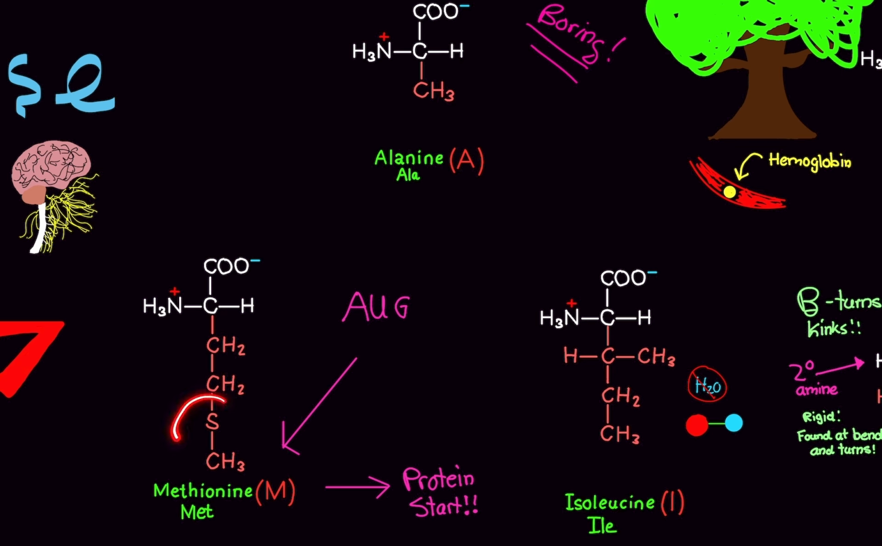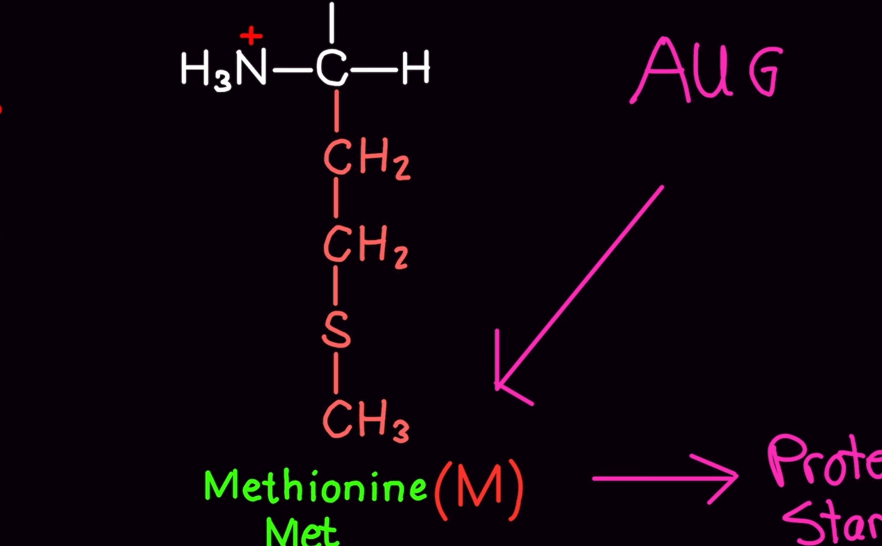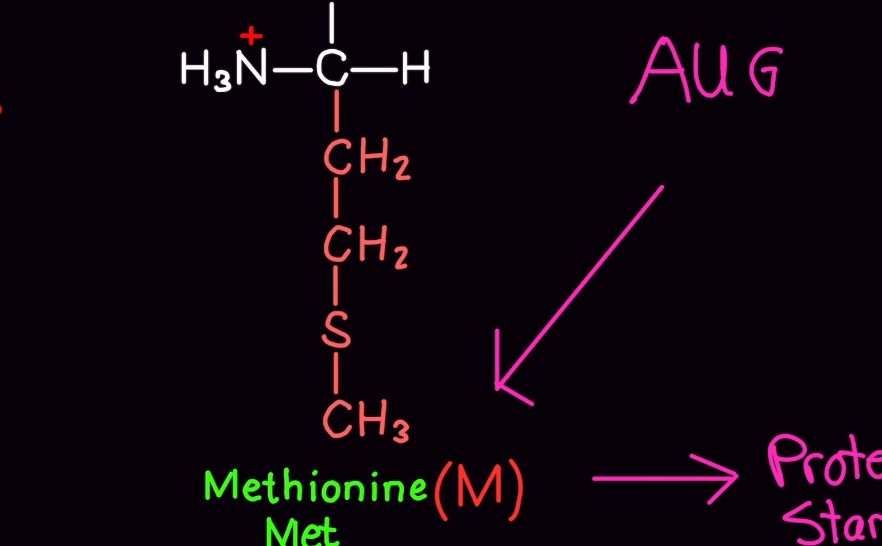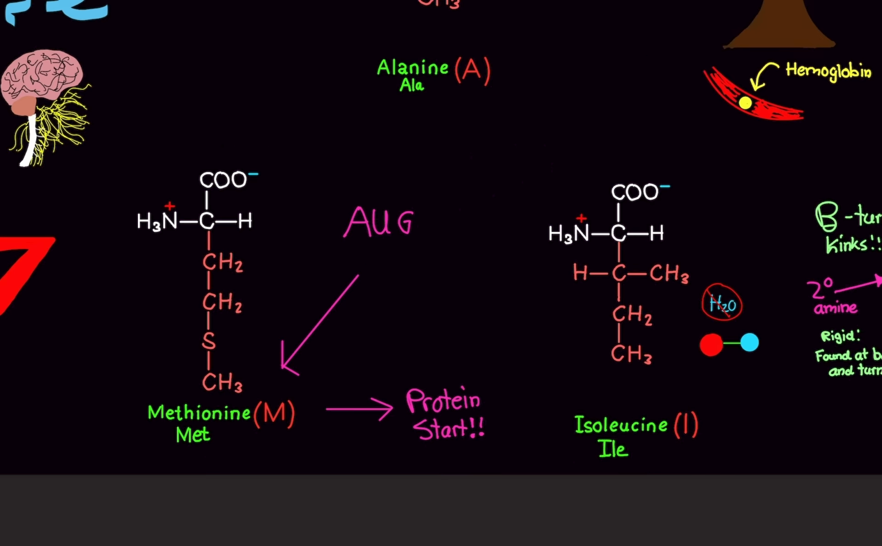And methionine has the sulfur group. You'll notice that yes, sulfur can be electronegative, but it's surrounded by so many carbons, hydrocarbons, it basically is nonpolar. The electronegativity of sulfur basically just gets canceled out because there's so much hydrocarbon around it, making it so nonpolar. So that's why it doesn't really do anything.